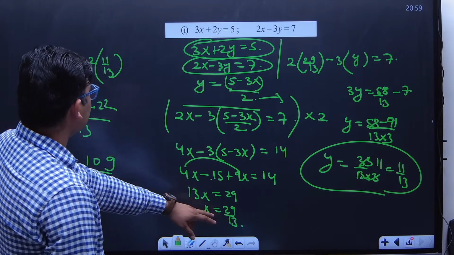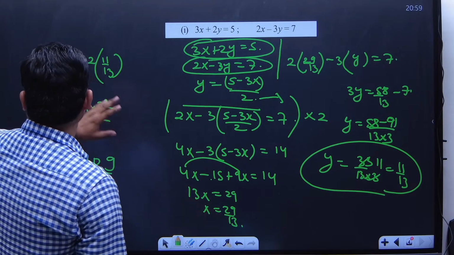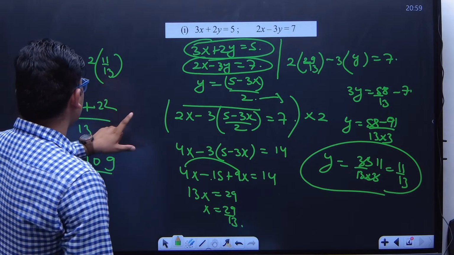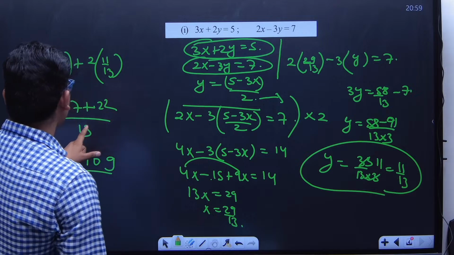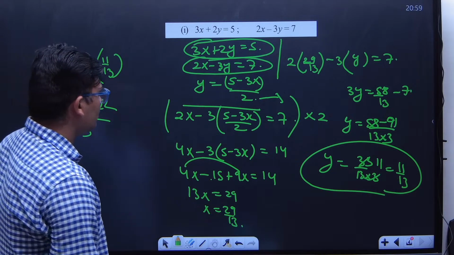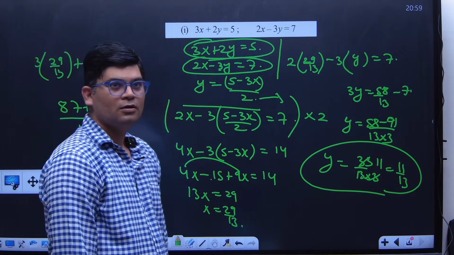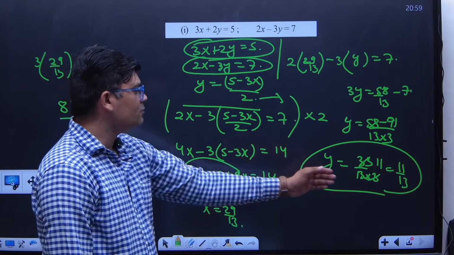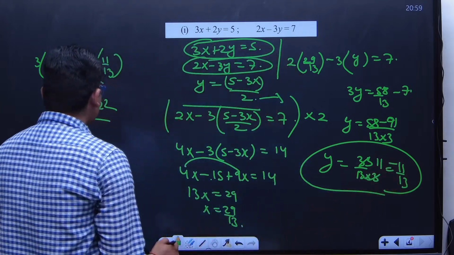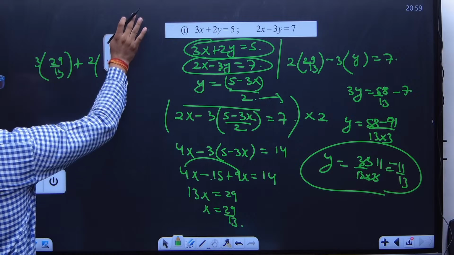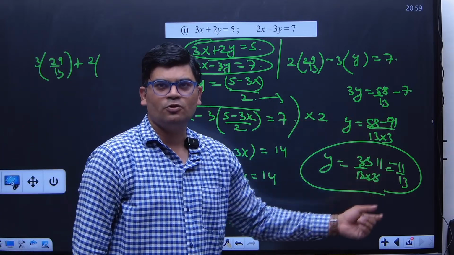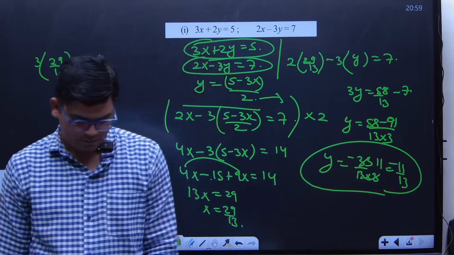x is coming as 29 by 13. So 3 into 9, 27, 3 into 2, 6, 87, plus 2 into 11 by 13. So 22 by 13. What should be the final answer? Answer should be x is equal to this, y is equal to this. Let me check again. Sorry, it is minus 11 by 13. See, when we do 91 minus 58, 91 is a greater number, so it is going to be minus 11 by 13. Right.